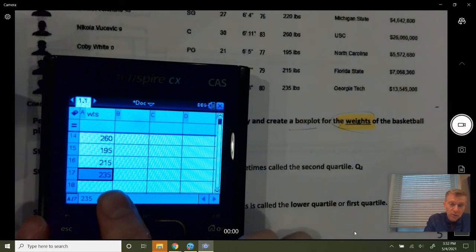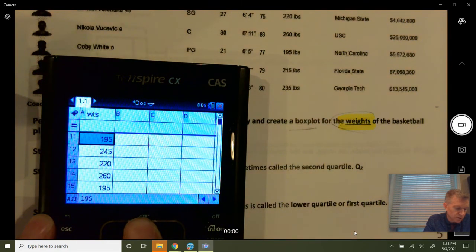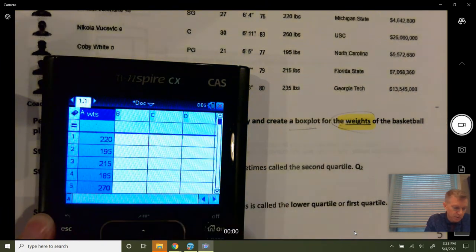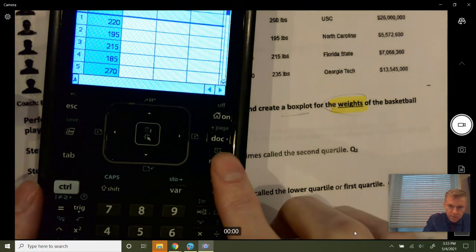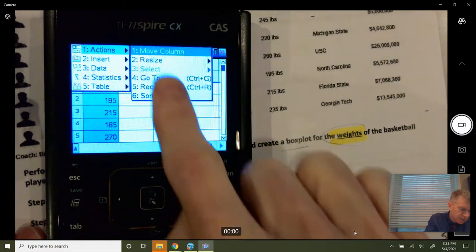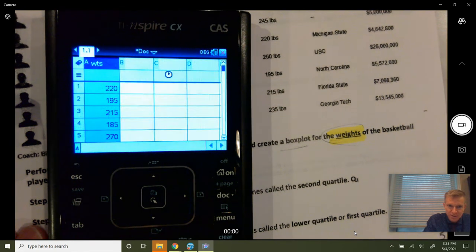In order to find the median, there are 2 ways to do this. We're going to do it by hand first, and in order to do that, we have to sort the column. You could do this manually, or I'm just going to remind you how to do this in the calculator. Arrow all the way up in this column until it highlights the whole column. Hit the menu button. Then number 1 under Actions, down at the bottom is Sort, 6. We're just going to sort in ascending order, lowest to highest.